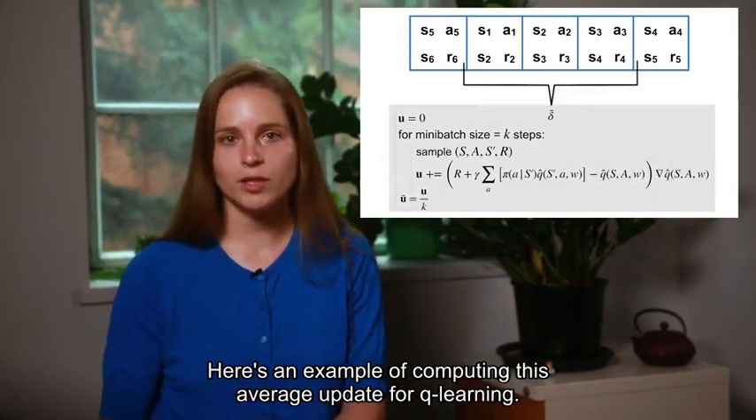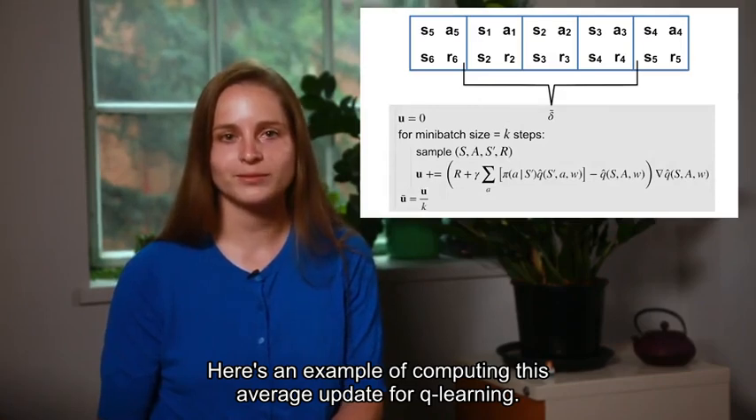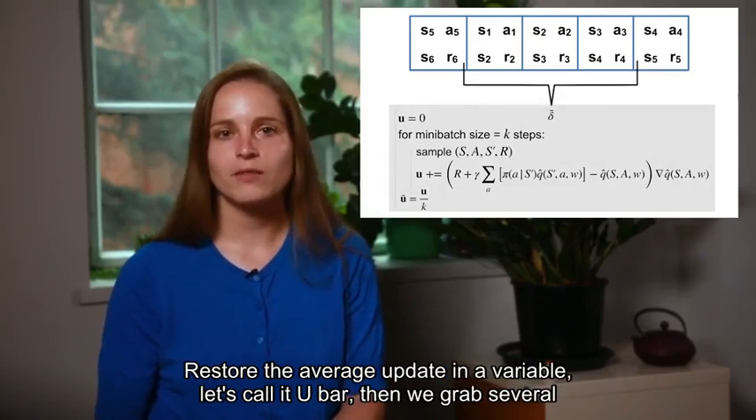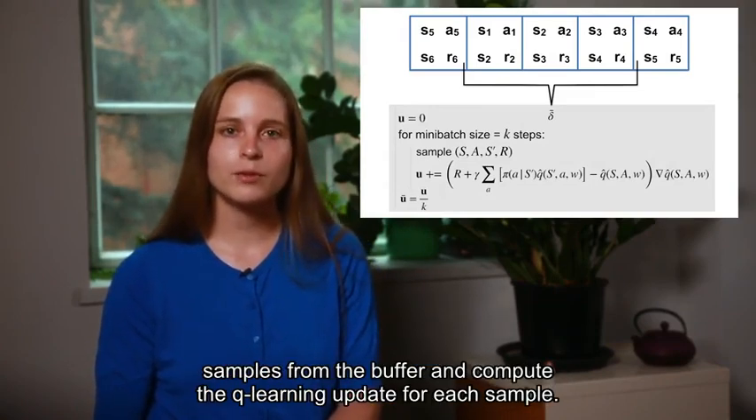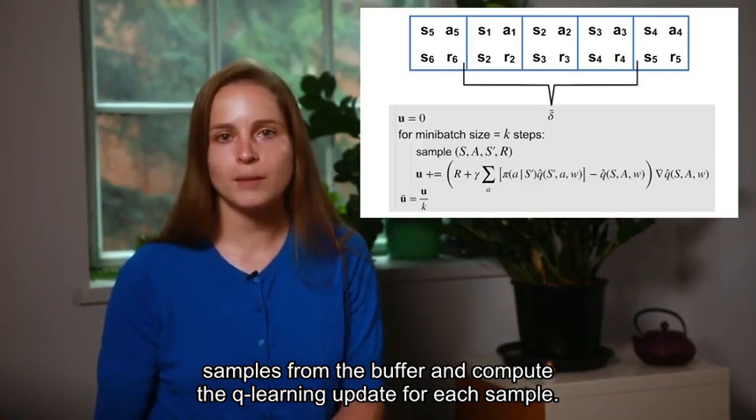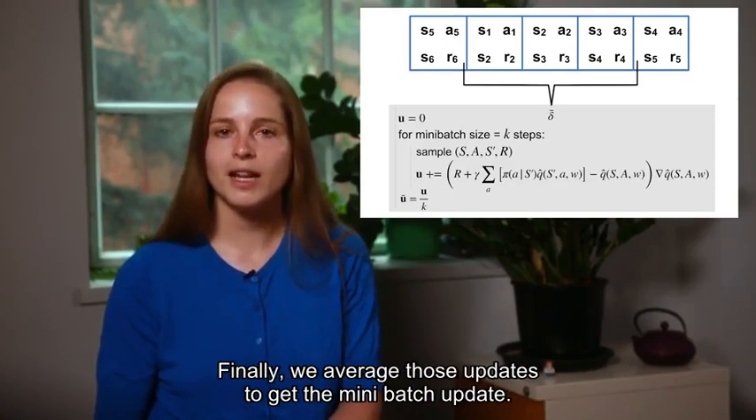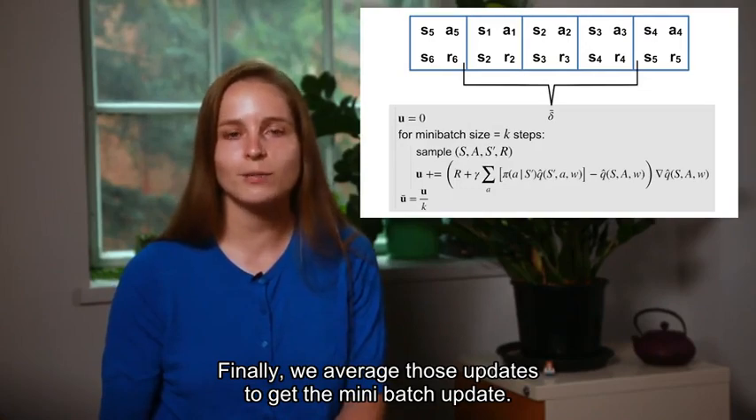Here's an example computing this average update for Q-learning. We store the average update in a variable, let's call it U-bar. Then we grab several samples from the buffer and compute the Q-learning update for each sample. Finally, we average those updates to get the mini-batch update.